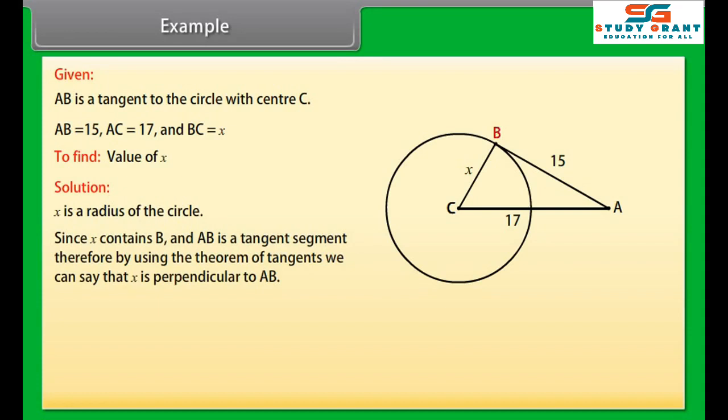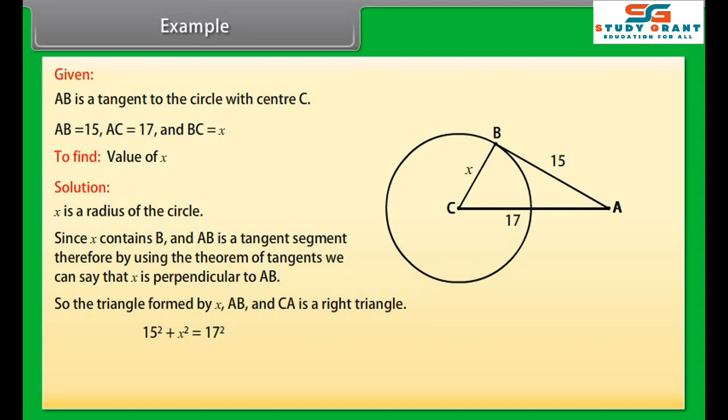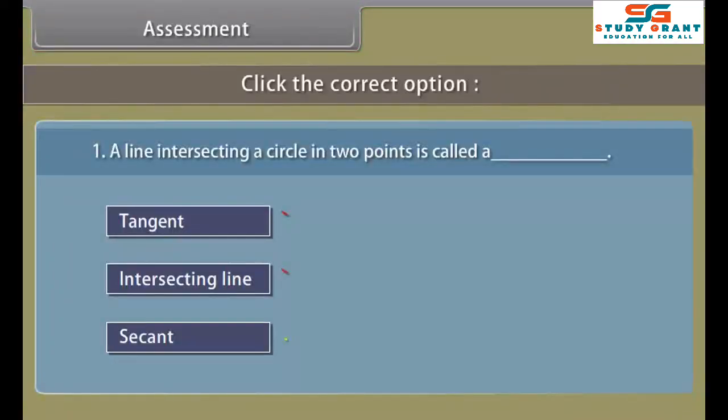Since X contains B and AB is a tangent segment, by using the theorem of tangents, we can say that X is perpendicular to AB. So the triangle formed by X, AB and CA is a right triangle. Now by using the Pythagoras theorem, we get 15 squared plus X squared is equal to 17 squared, or X squared is equal to 64, which gives us X as 8.